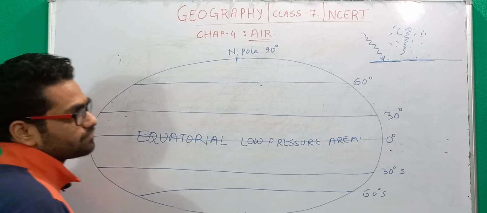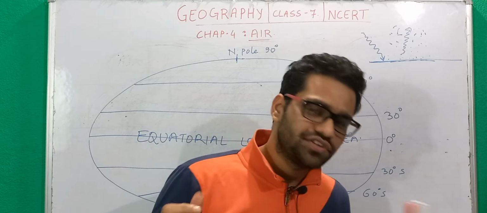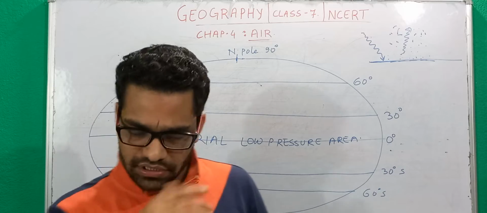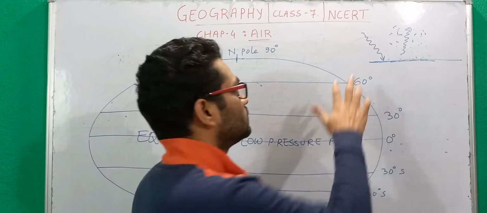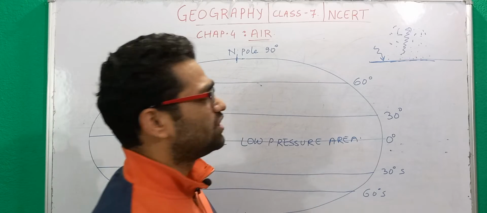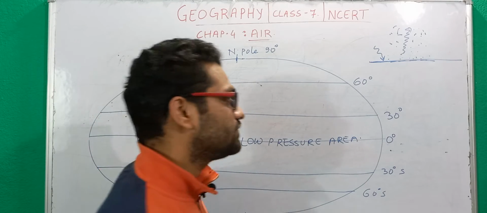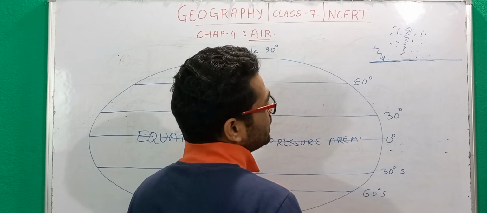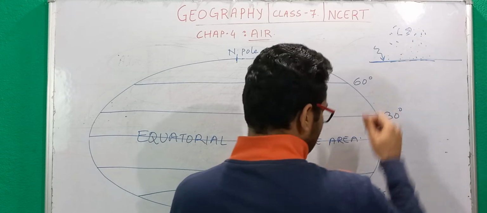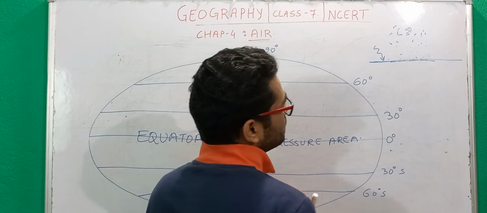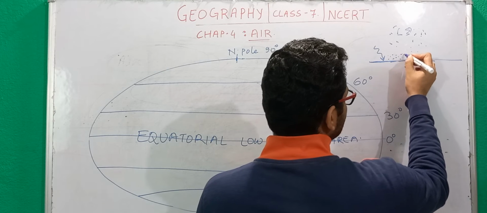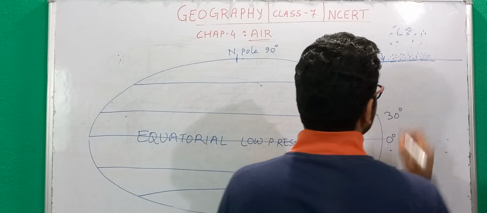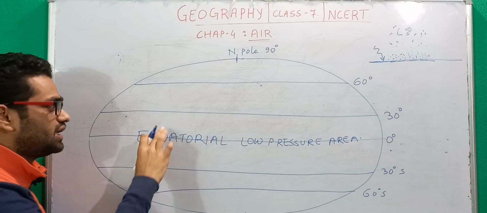And at 30 degrees, the amount of insolation is not as much as what you observe at the equator. When you have a low amount of insolation, not that much heating will take place at the surface. Since not too much heating takes place here, the air will not rise very much. So here the concentration of air is very high. The concentration of air at the surface is comparatively higher than at the equator.